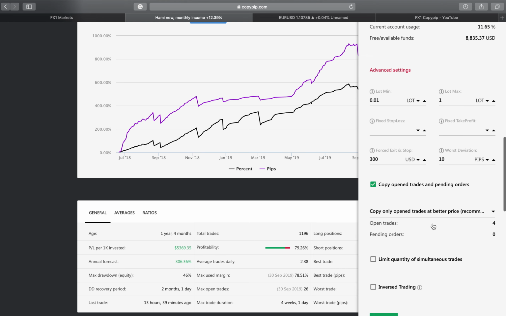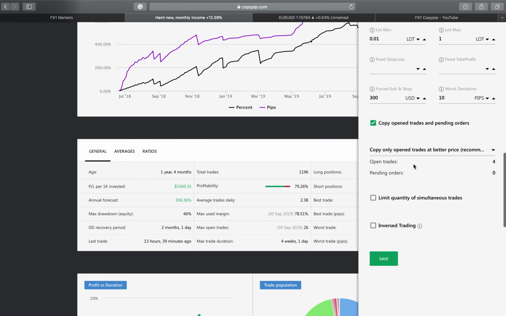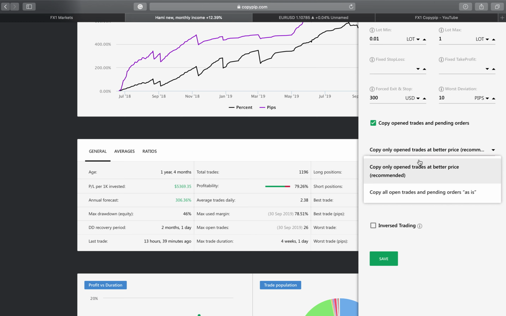Copy open trades and pending orders. In this section, the system will help you open the trades of that trader. But some people ask how it's possible, because the price action is far away from the entry position. The system helps you open those trades only when the trade is at a better price. It means it's reaching the entry point.